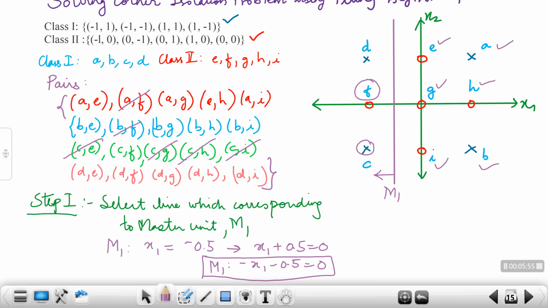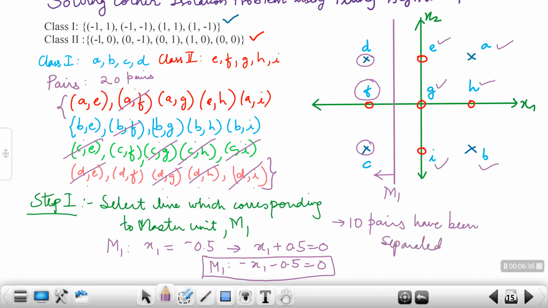Similarly, going to D. With respect to D, only F and D are not getting separated. Rest B, E, D, G, D, H, D, I, all these patterns get separated. So, at the beginning, we had 20 pairs, out of which 10 pairs have got separated using this particular line M1. Okay, so 10 pairs have been separated.